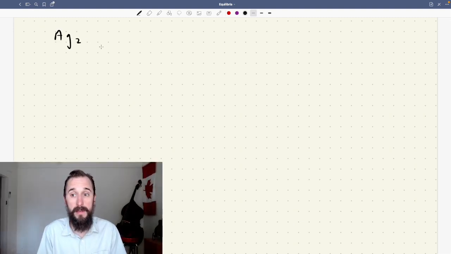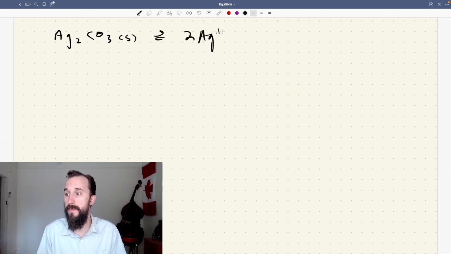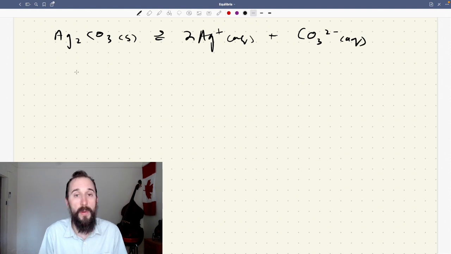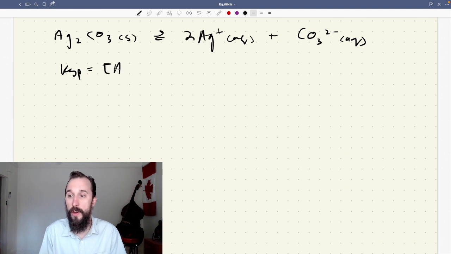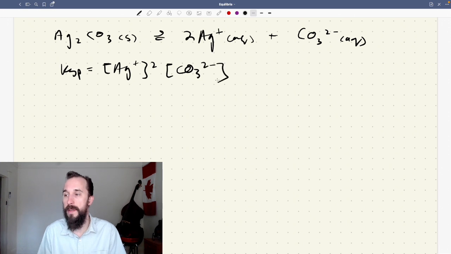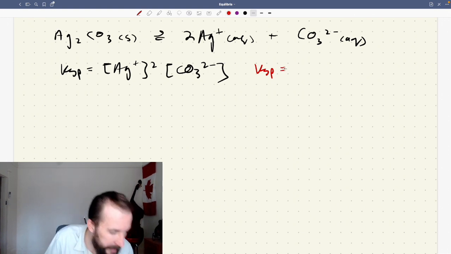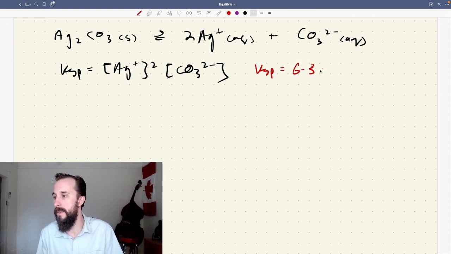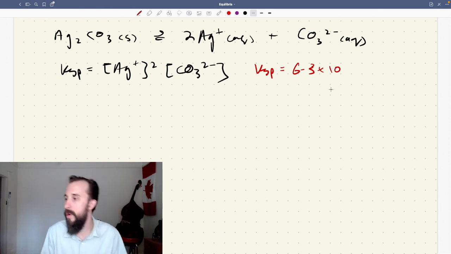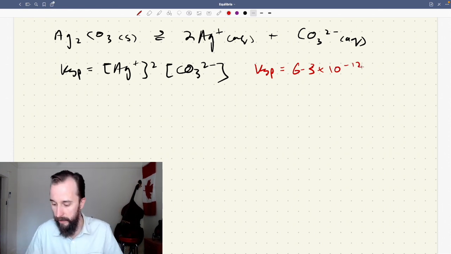So we have silver carbonate, Ag2CO3 solid, in equilibrium with 2 Ag+ aqueous and CO3 2- aqueous. So we can write the solubility product expression where the Ksp is going to be the concentration of our silver ions squared multiplied by the concentration of the carbonate ions, and we're given the Ksp value this time. So what's our Ksp? 6.3 times 10 to the minus 12. Let's not worry about units because we're just going to plug it in as a number.